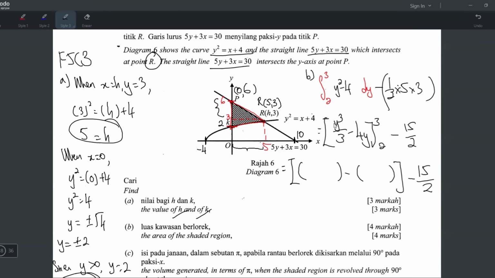Okay, when you sub 3 inside, 3 power 3, 27, divide 3 is 9 minus 4 times 3 is 12. Sub 2 masuk, 2 power 3, 8, 8 over 3 minus 2, 4 times 2 is 8. 9 minus 12 is negative 3, minus 8 over 3 minus 8 is negative 16 over 3 in a big bracket. And then minus with 15 over 2. Negative 3 minus jadi plus. So negative 3 plus 16 over 3. I think it's 7 over 3. Yeah. And then 7 over 3 minus 15 over 2. You're going to get the answer. Wait, why I get negative?